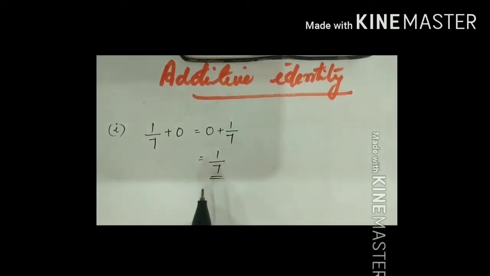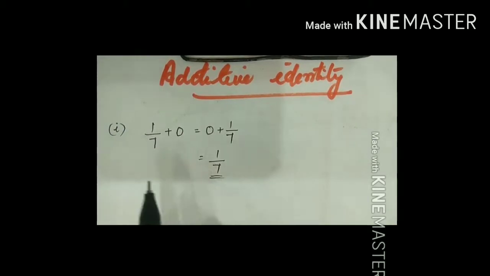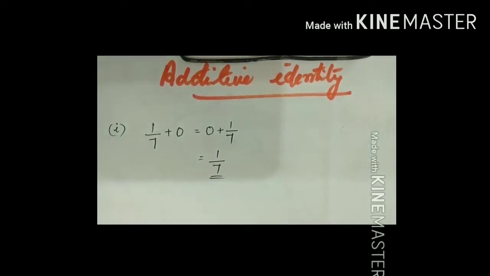According to which property? Commutative property. That means two rational numbers can be added in any order. The result will be the same. So 1 by 7 plus 0 is equal to 0 plus 1 by 7, that is 1 by 7. That means in this case 0 is called the additive identity. You can add any rational number with 0. The result will be the rational number itself. So 0 is called additive identity.